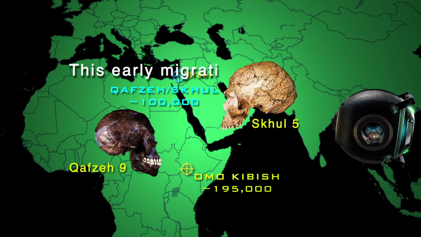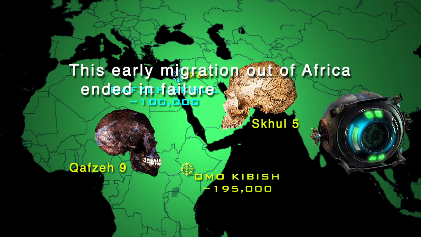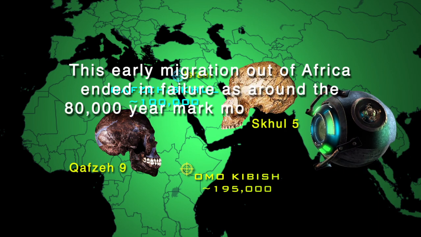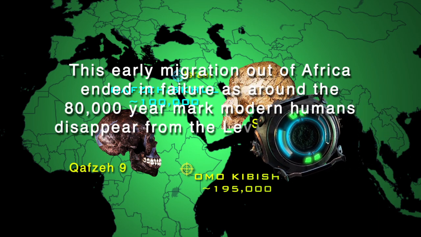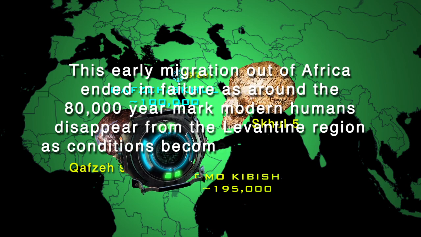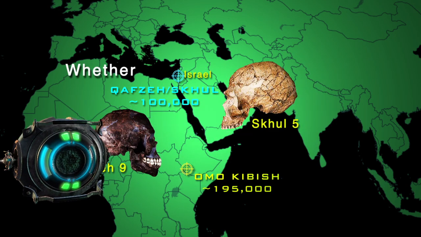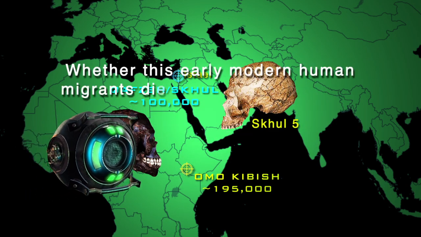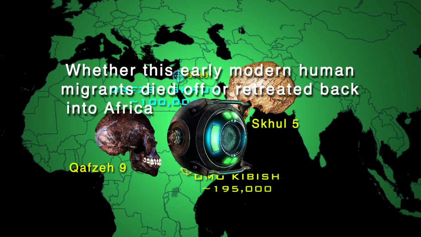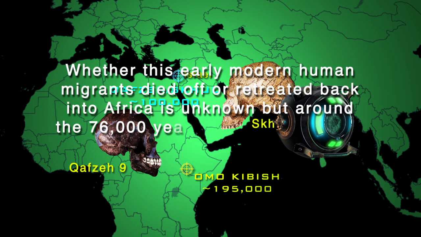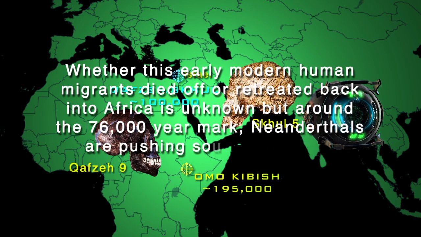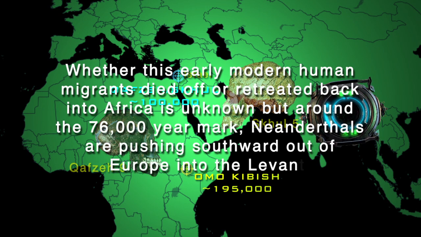This early migration out of Africa ended in failure as around the 80,000-year mark, modern humans disappear from the Levantine region as conditions become colder and drier. Whether these early modern human migrants died off or retreated back into Africa is unknown. But around the 76,000-year mark, Neanderthals are pushing southward out of Europe into the Levant.